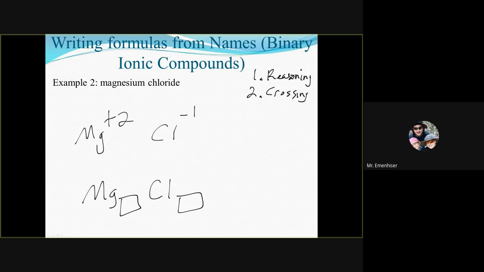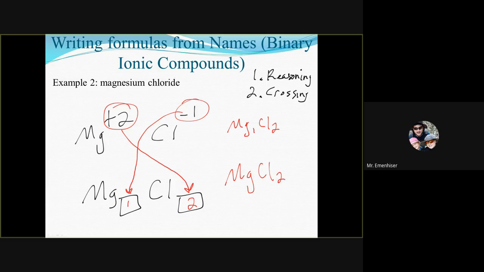Okay. And what I'm going to do is I'm going to grab the 2 on magnesium. He is going to cross to the chlorine, and he's going to go right there. I take the 1, he goes down to the magnesium. So they change. Now the charges are gone. The plus and minus are gone. It's just Mg1 Cl2, and again, remember when we write our final answer, we get rid of the 1. So our final answer is MgCl2. And notice we get the same answer.